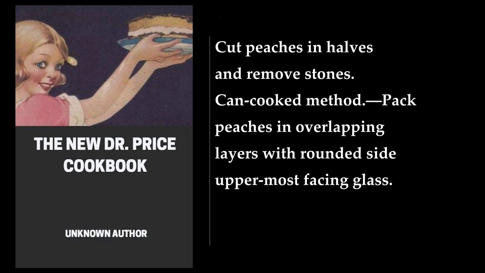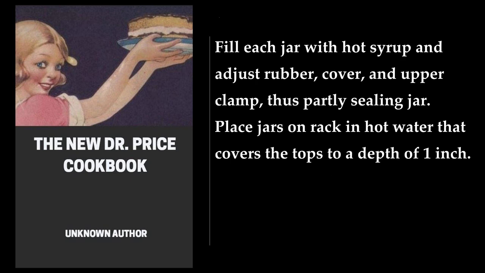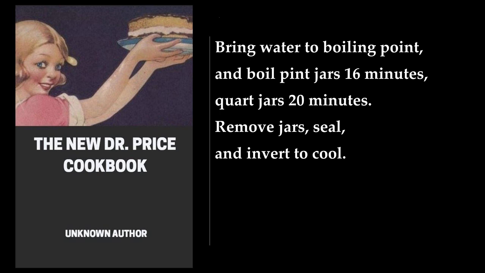Can cooked method. Pack peaches in overlapping layers with rounded side uppermost facing glass. Fill each jar with hot syrup and adjust rubber, cover, and upper clamp, thus partly sealing jar. Place jars on rack in hot water that covers the tops to a depth of 1 inch. Bring water to boiling point, and boil pint jars 16 minutes, quart jars 20 minutes. Remove jars, seal, and invert to cool.